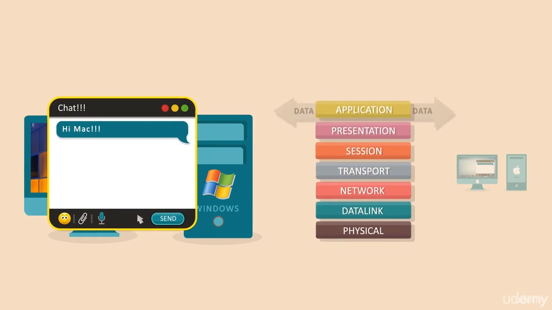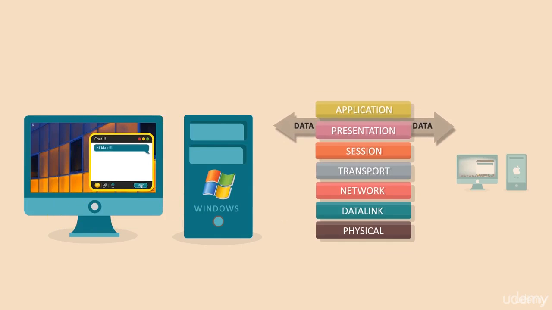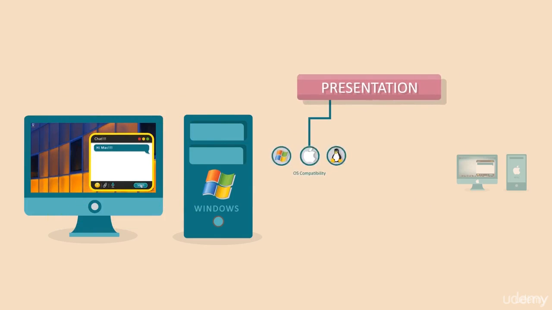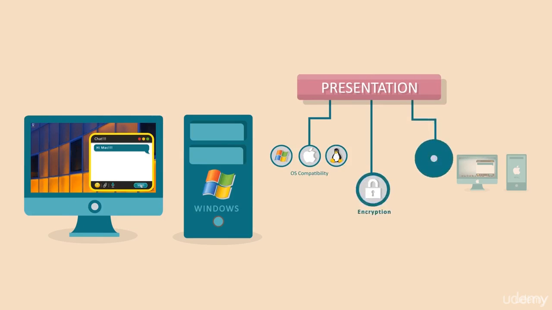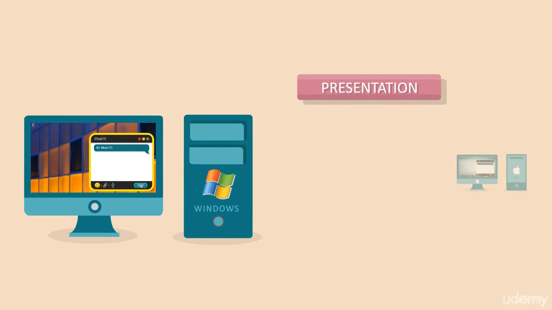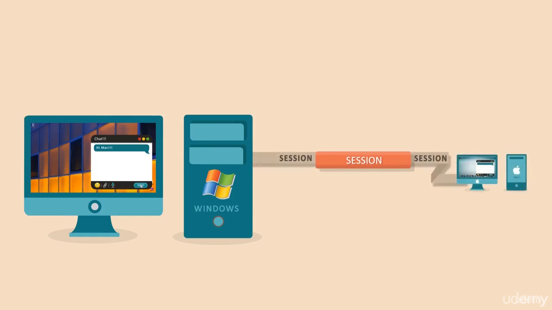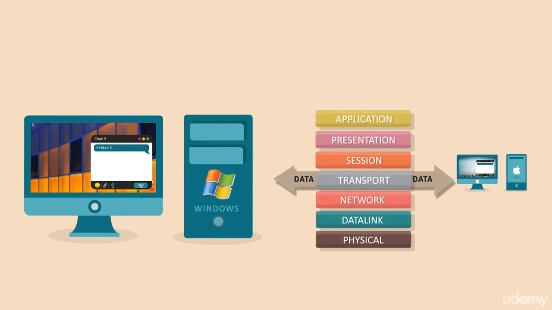Once the data, that is, "Hi Mac," is typed in and sent, the control gets transferred to the presentation layer. The presentation layer checks for the OS compatibility, encryption and compression of the data before passing it on to the next layer, which is the session layer. The session layer is the one that provides the mechanism to manage sessions, that is, the active time of a user on a particular web application. The session ID is assigned for the current session, and the data now gets passed on to the transport layer.